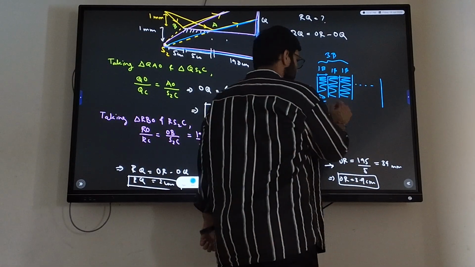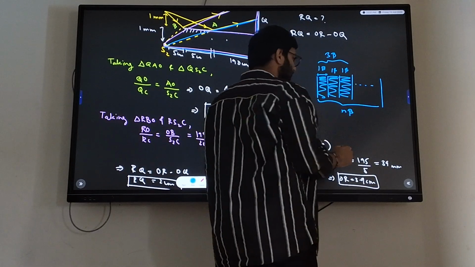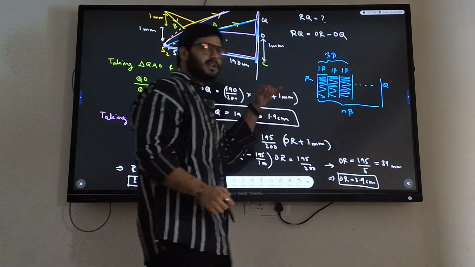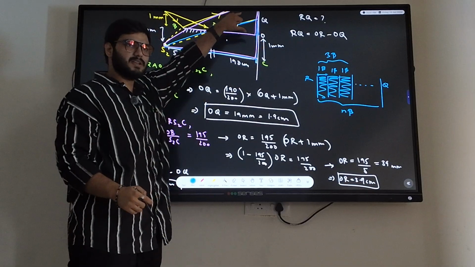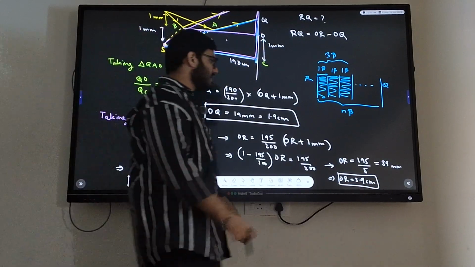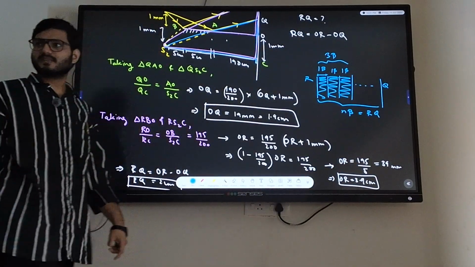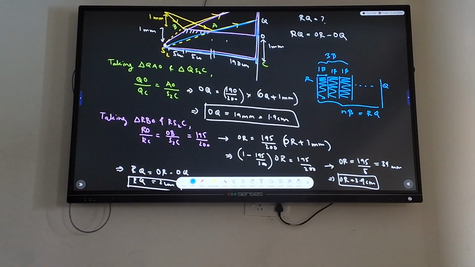N beta. So what is this length, by the way? That's RQ, the region in which the whole thing can be. So RQ can be equal to n beta. Yes. Based on that, can you find the number of fringes?